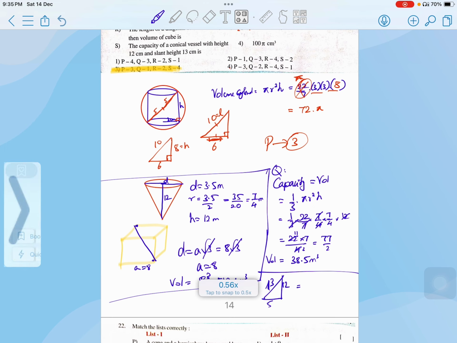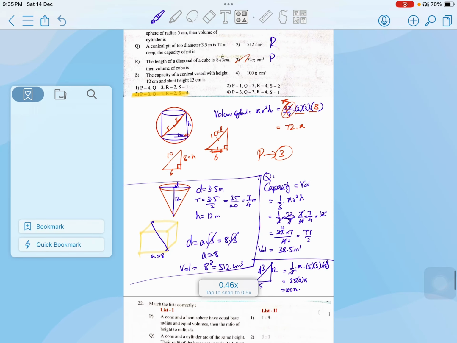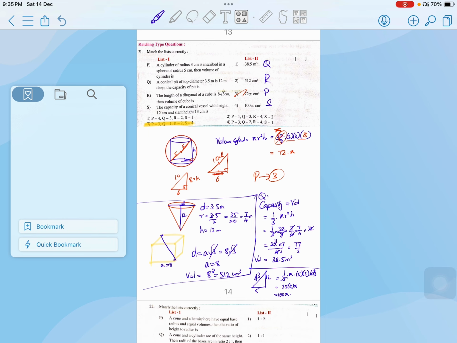So volume of that is 1 by 3, 22 by 7, or you can use pi itself, into radius 5 into 5 into height 12. So 25 into 12, 12 cancels, you get 4. 25 into 4 is 100, so everything says this is your S goes to 4. So that's all for question number 21. We'll go to question number 22 now.